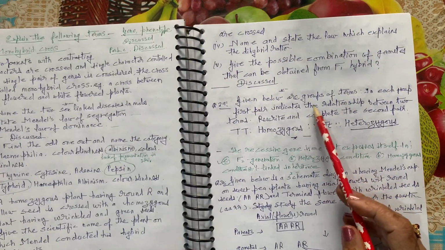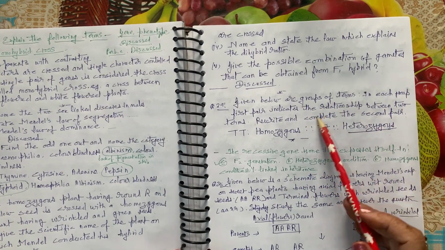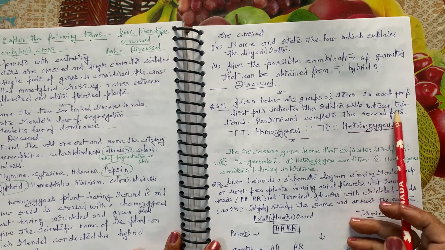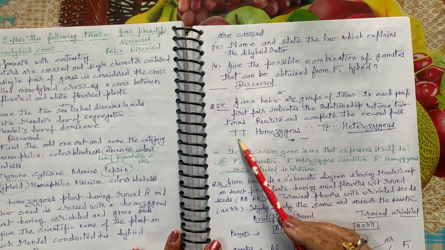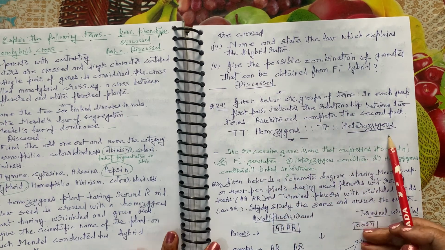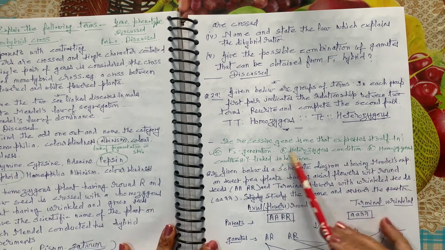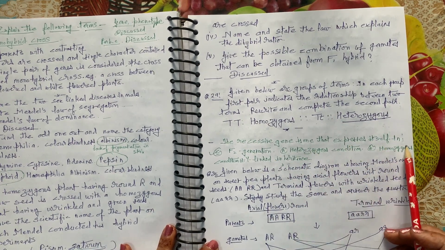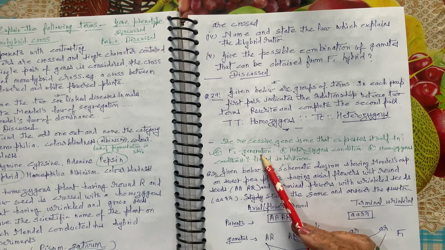Given below are groups of the terms. In each group, the first pair indicates the relationship between the two terms. Capital T, if it is homozygous, then capital T small t is heterozygous. The recessive gene is one that expresses itself in the second generation.